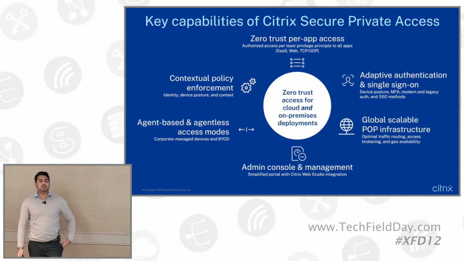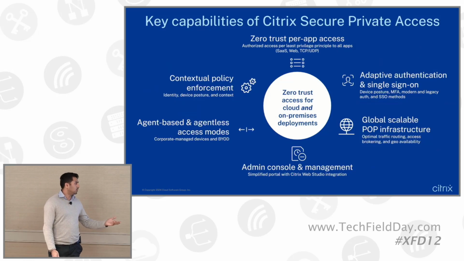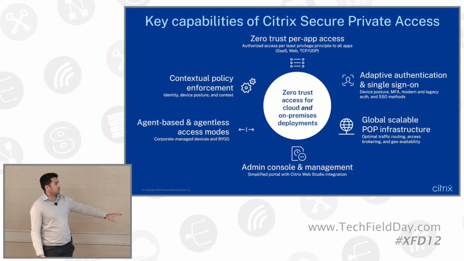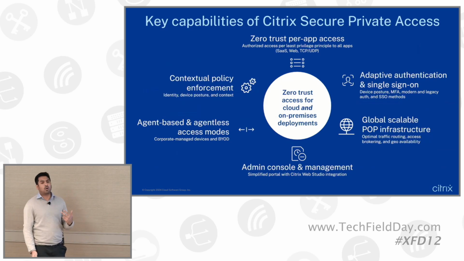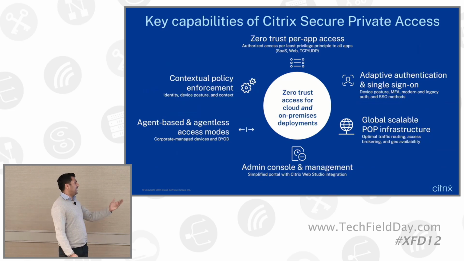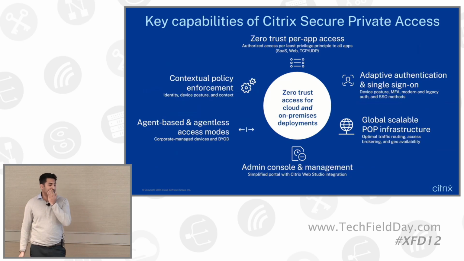Now I want to talk about some of the key capabilities of the product. I'm going to go in an anti-clockwise fashion, starting from the first one on the top. I've talked about the first two, which is SPA, which all in all provides you zero trust based access to your SaaS, web, and TCP UDP applications. And it's a lot more aware in terms of its identity, its device posture, and its context.